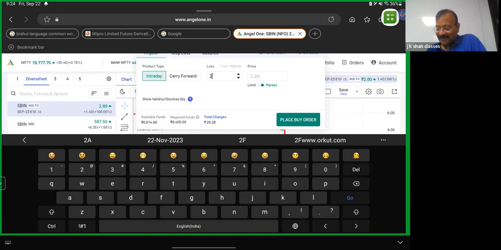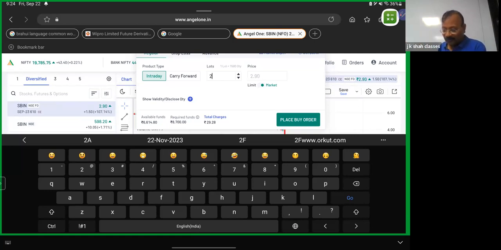Okay, so let's say it gets executed at 2 rupees 80 paisa, right? That means 1500 into 2 lots, 3000 into 2 rupees 80 paisa. That is the premium I have to pay. Now, on expiry, if this option expires out of the money or at the money, its value will become 0. So whatever I paid, that's my loss. Understand? My loss cannot be more than this. But profit can certainly happen. Exactly what we studied, no? As a buyer of an option, my losses are limited to the premium that I pay.